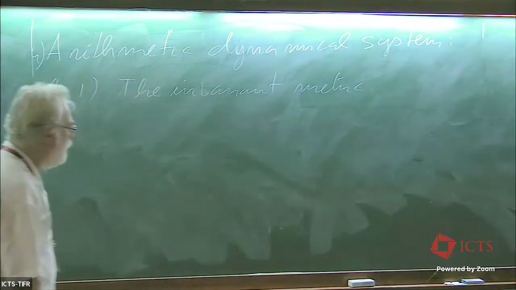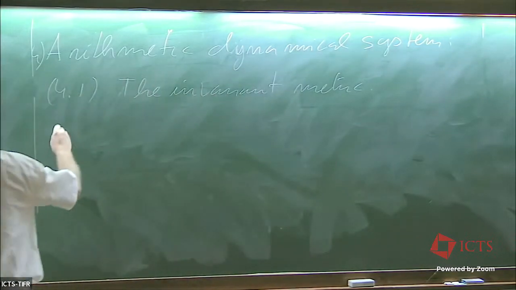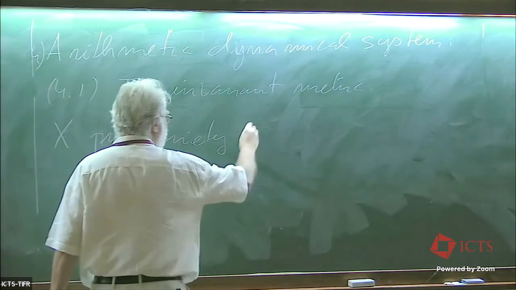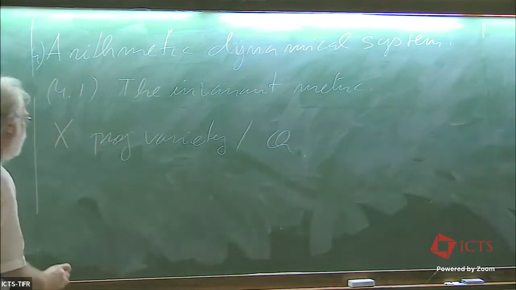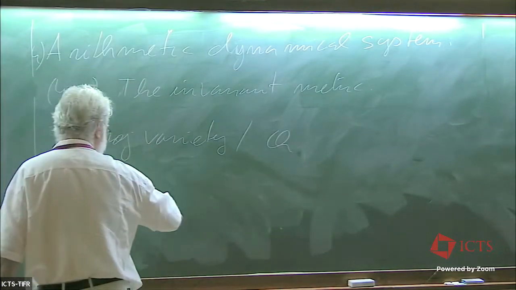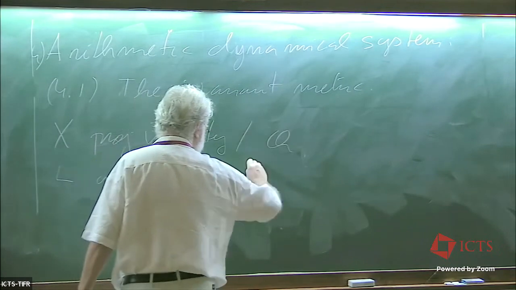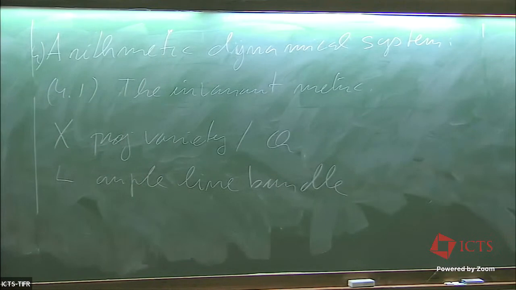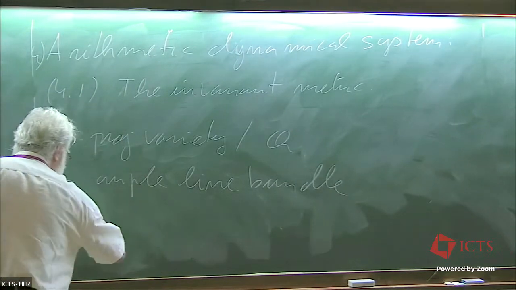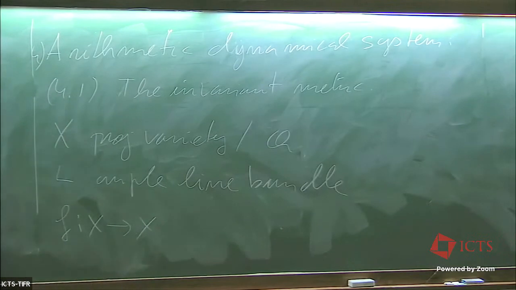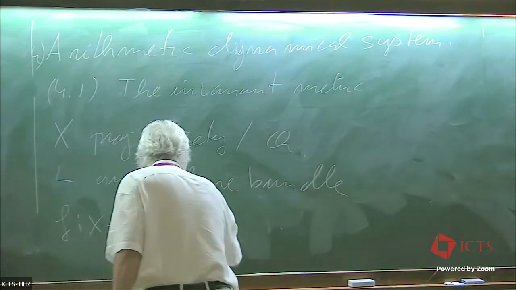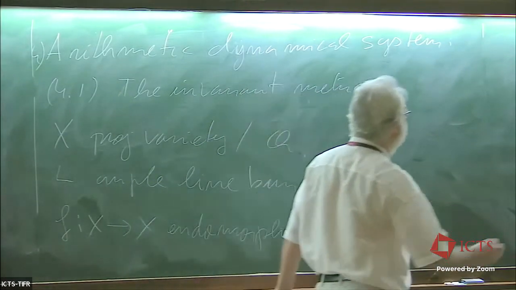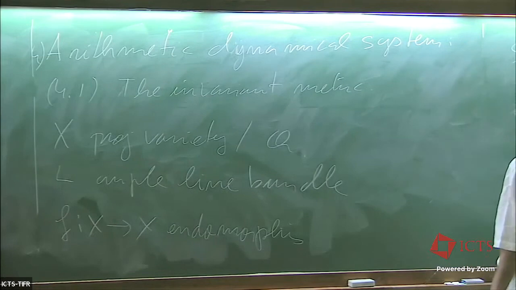Okay, so what is a dynamical system? What I need is X, again, a projective variety defined over Q. I will have L, an ample line bundle, also defined over Q. And then I want a map. F is a map from X to X, an endomorphism, such that it's an endomorphism.